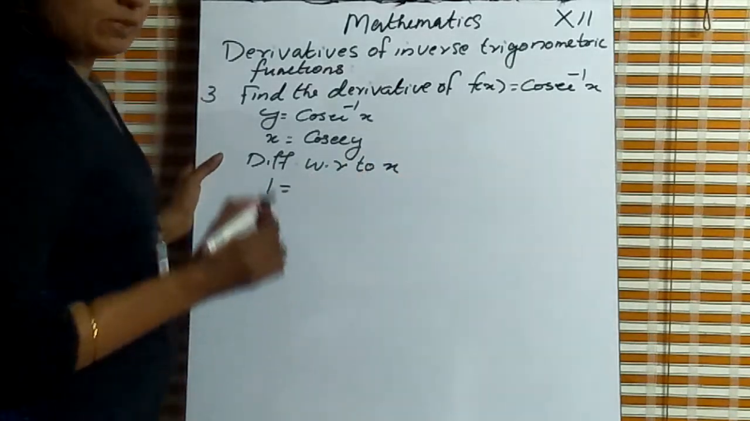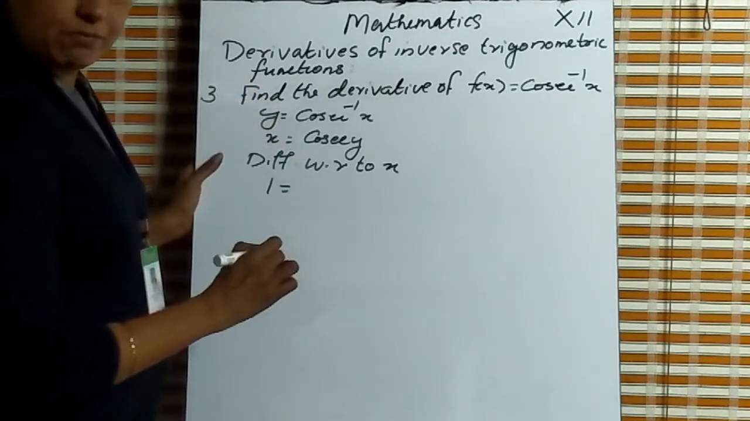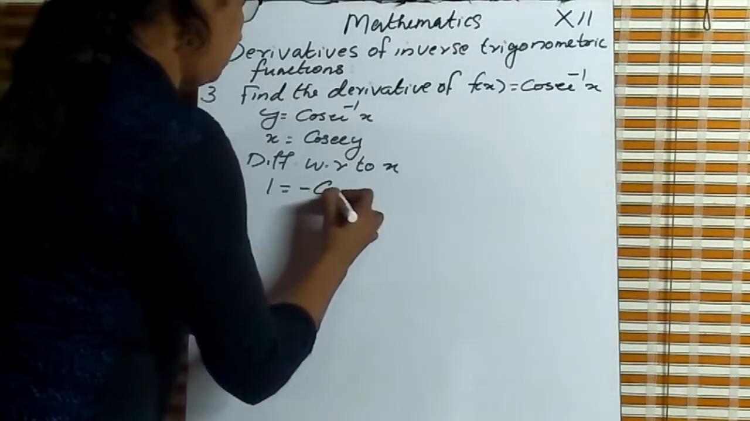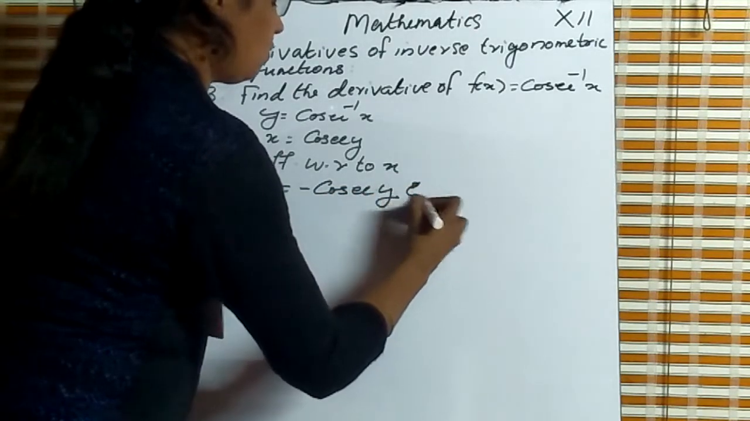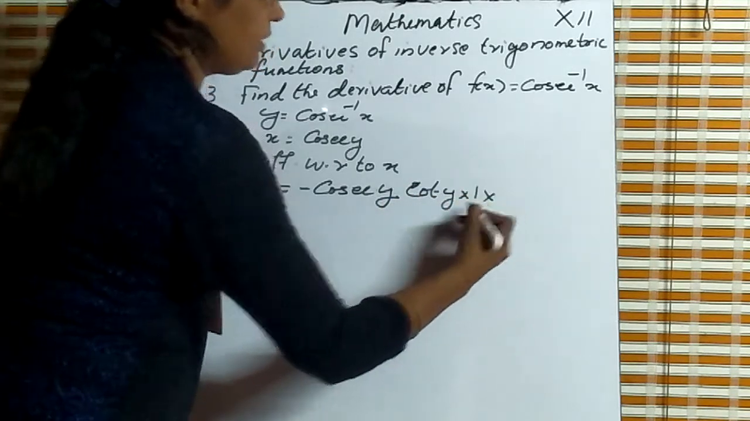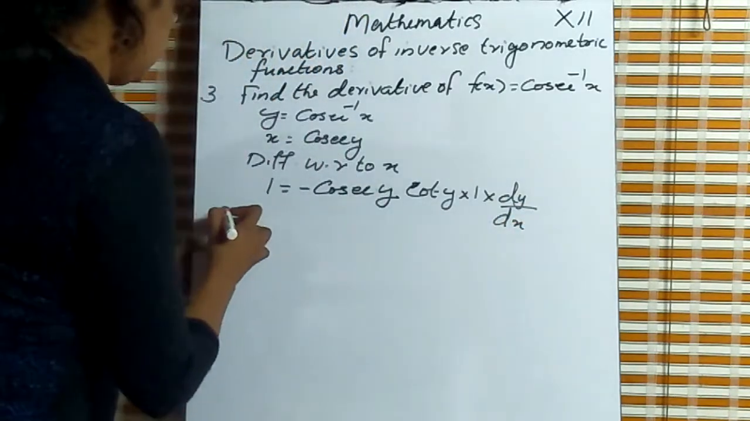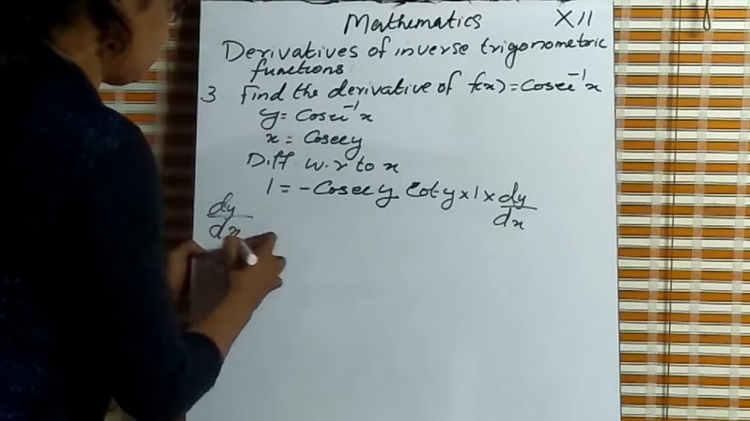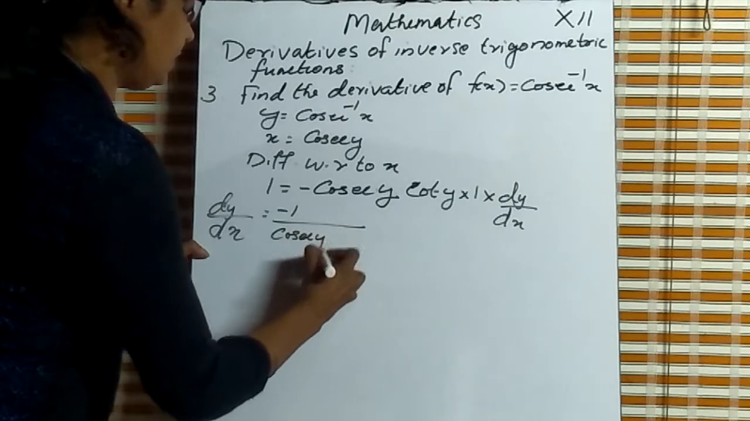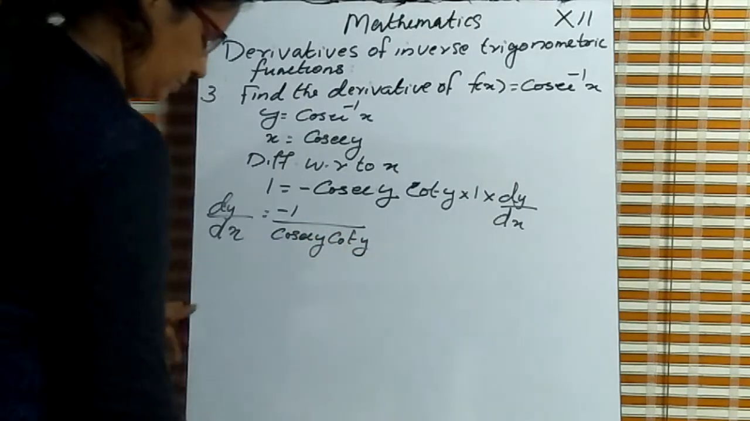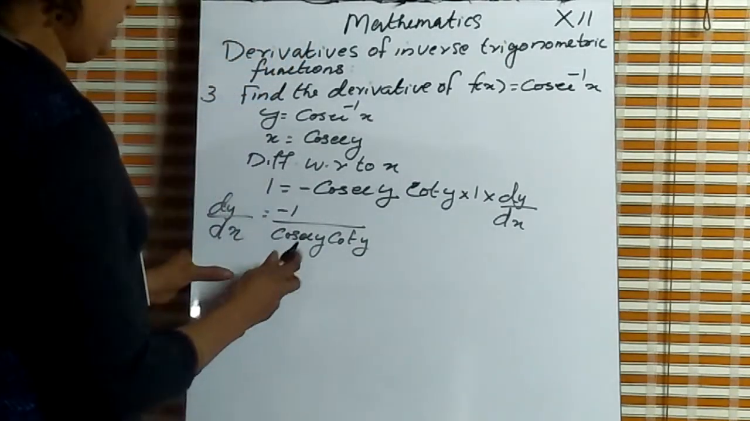1 is equal to the derivative of cosec y, which is minus cosec y cot y, into dy by dx. Therefore dy by dx is equal to minus 1 divided by cosec y cot y.